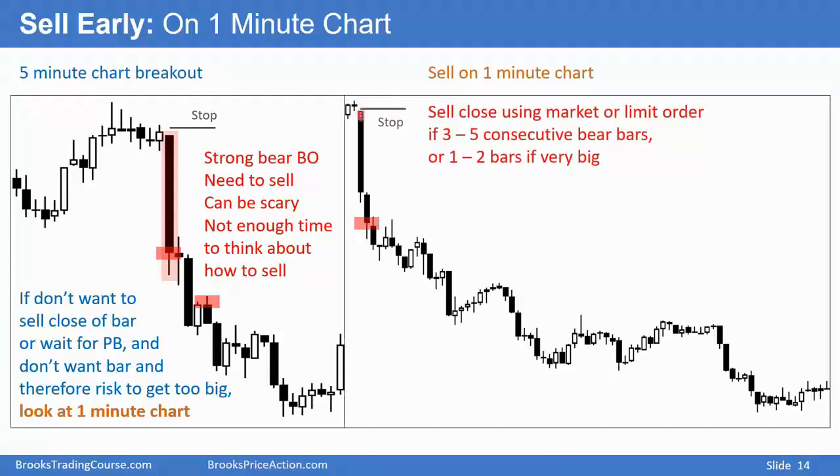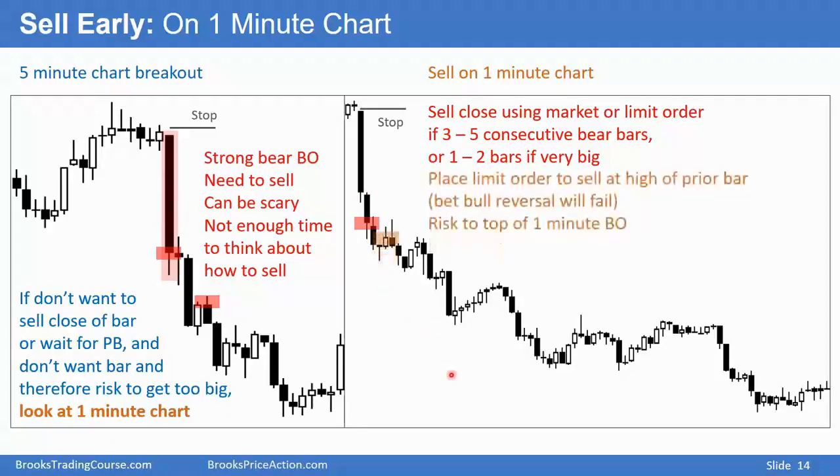2 big bear bars closing on their lows. Some traders will sell at the market here, which would be right here on the 5-minute chart. As soon as you get 2 very big bars or 3 or 4 reasonably big bear bars, traders will look to sell on any time frame. On the 1-minute chart, you get in a little bit earlier than you would on the 5-minute chart. You can place a limit order at the high of the prior bar, betting that the reversal up will fail. Or you can place a stop order below this pullback, betting that this is a bear flag and will go lower. You place a stop order below that bar, you get filled here.